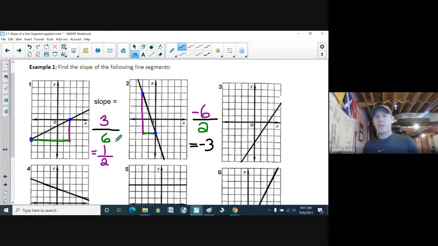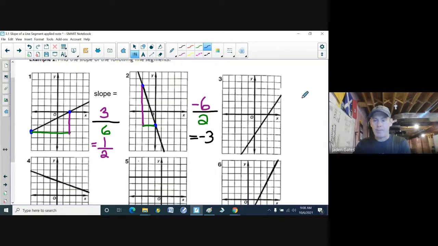And now here's another key aspect, is that slope does not need units. There's no units required because it's just a rating. It's how big or how steep or how not steep your line is. So there's no units. All right, so I get to number 3.